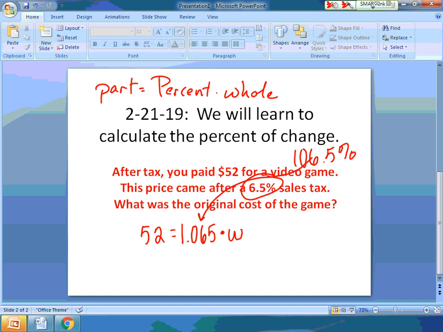What's the one step in our equation that we have to do to get W alone? This is where some of us got to this point, and then it was like we stopped. We're like, oh, I forget. Brooke, what do we do? Yeah, 52 divided by 1.065. And what's that give us? What do you have, Brooke? 48.82, that's rounded to the nearest cent. Yeah, you guys agree? So the video game on the shelves was advertised to cost $48.82, but when you left, you had paid $52 for that.